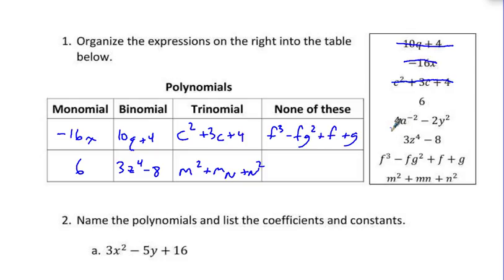But this one, 4a to the negative 2 minus 2y squared. The exponents must be positive, so this is not a polynomial, let alone a monomial, a binomial, or a trinomial. And the temptation, because it looks like there's 2 terms, was to say that this was a binomial, but because that exponent was negative, this particular expression would be none of these.